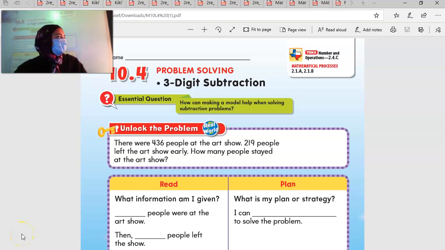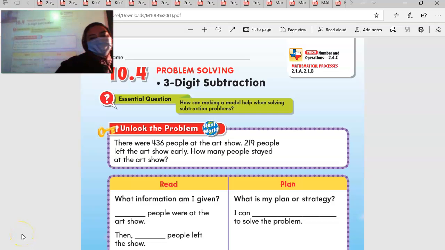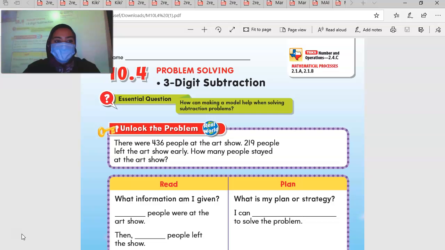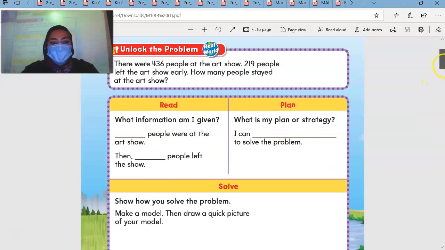Hi, welcome. Here's your 10.4 Go Math lesson for today. We are mainly focusing on three-digit subtraction. So in the past we've done three-digit adding. Today we're focusing on three-digit subtracting, taking away. So let's read the problem.